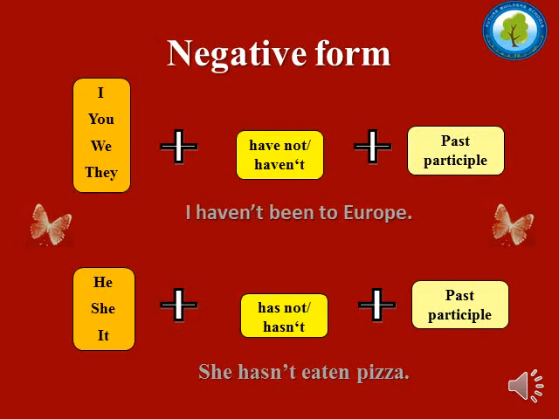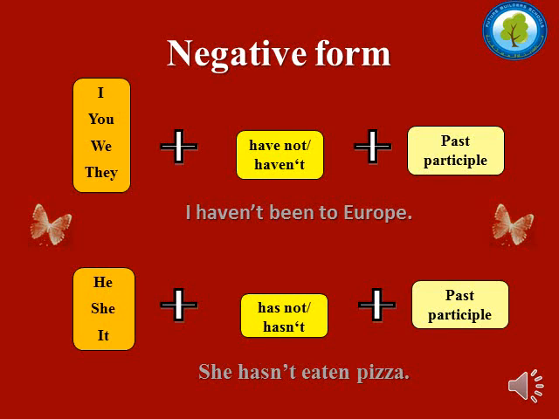Now, to form the negative, as I've always told you, we use not to make a negative of a sentence, and we place it after the auxiliary verb. So, we have the subject I, you, we, they, followed by have. We add not after have. So it's have not, or the short form of it, haven't. Then the past participle of the verb, which is verb 3. I haven't been to Europe.